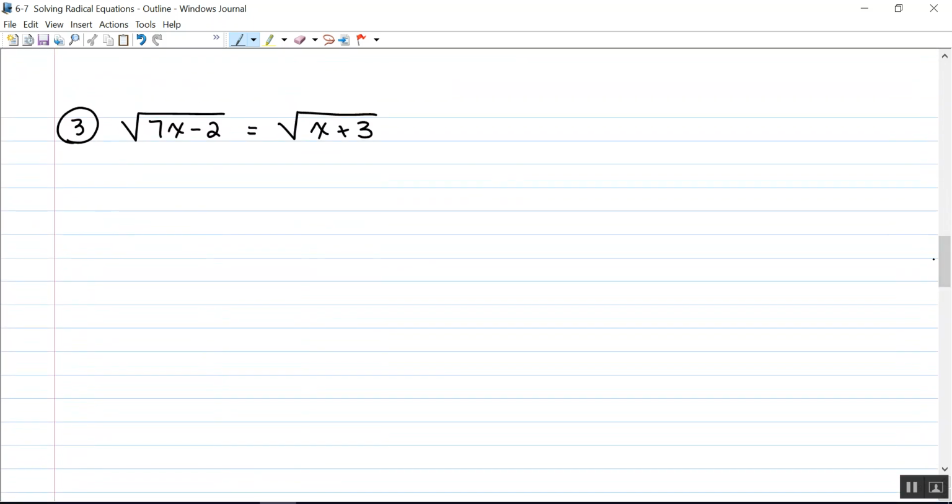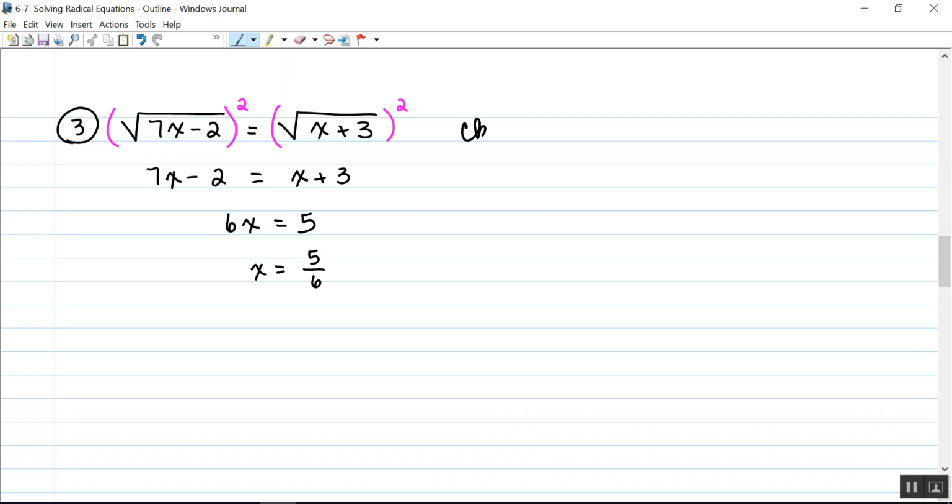Okay, example number 3, square root of 7x minus 2 is equal to the square root of x plus 3. I can't isolate the radical, let's just leave them there. Surprisingly, this one's pretty simple because all I have to do is square both sides. Don't have any foiling to do, so that's going to give me 7x minus 2 is equal to x plus 3. Solving this, that's going to give me 6x equals negative 5. I'm sorry, positive 5. 6x equals 5. x equals 5/6.